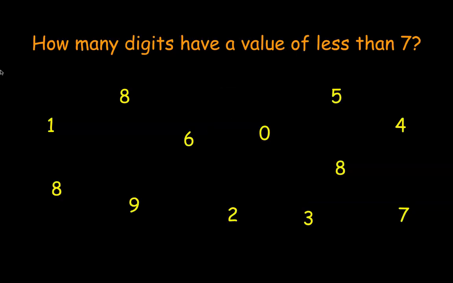How many digits have a value of less than 7? You want to count them up. How many digits have a value of less than 7? Well, there you go. I've highlighted them for you in red. 0, 1, 2, 3, 4, 5, and 6. So the correct answer is 7. If you said 6, you forgot about 0.